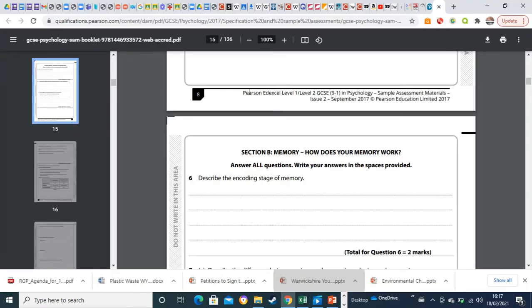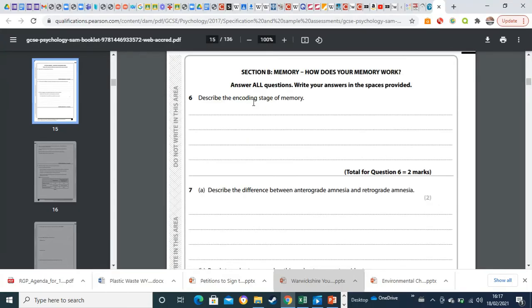Okay, so the second part of this is looking at a past paper. Well, this isn't a past paper, because Edexcel is too stubborn to put one out. OCR was nice enough, thanks a lot. Okay, so memory. How does your memory work?